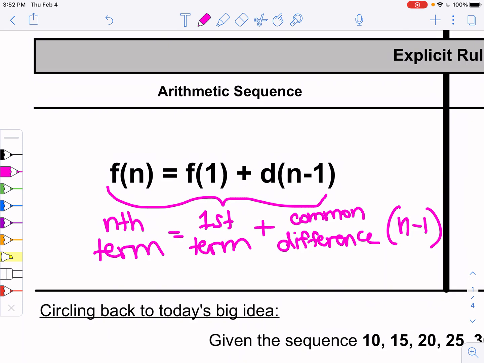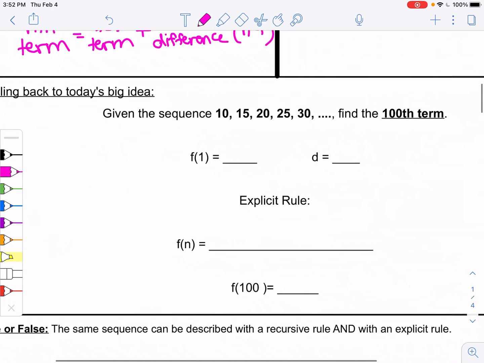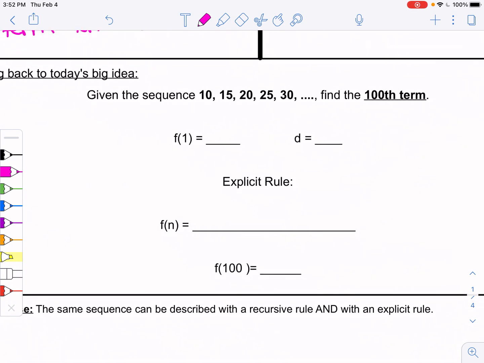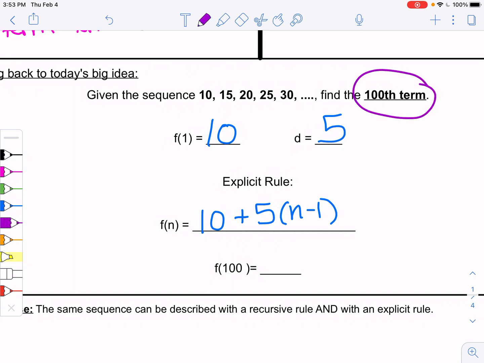So let's circle back to today's big idea. So given this sequence 10, 15, 20, 25, and 30, we're going to find the 100th term. We know that f of 1, our first term, is 10. I also know that d, our common difference, is 5. So for our explicit rule, I have the first term plus the common difference n minus 1. Notice I don't have f of n minus 1, okay? That is the term before. This is just n minus 1. But remember, n is our 100th term. This right here, n equals 100.